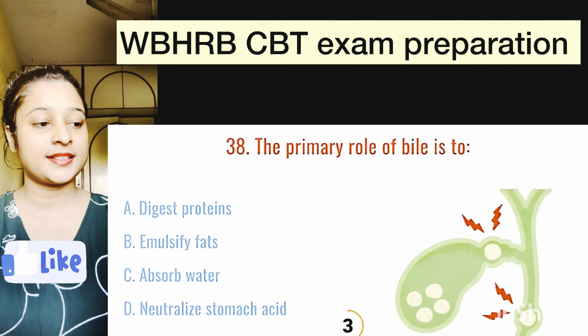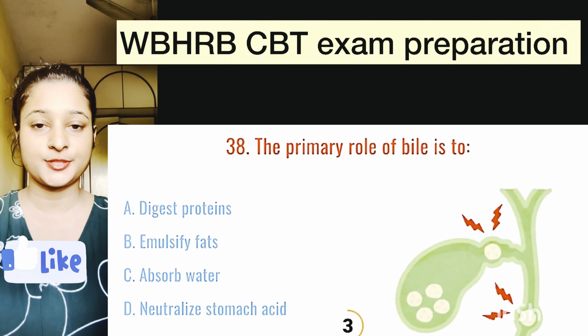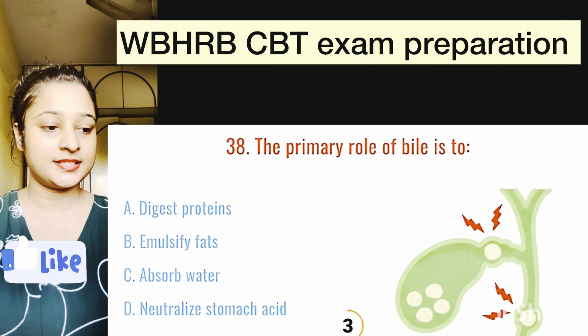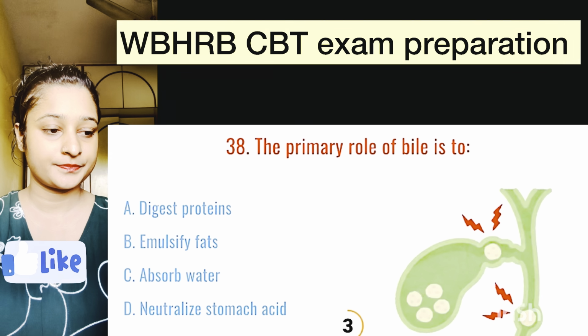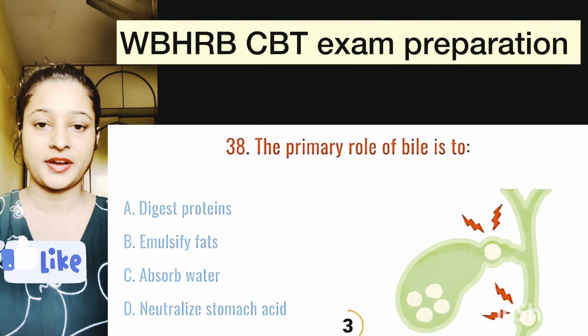Next question, the primary role of bile is to. Option A is digest protein, B is emulsify fat, C is absorb water and D neutralize stomach acid. Here correct option is option B emulsify fats.